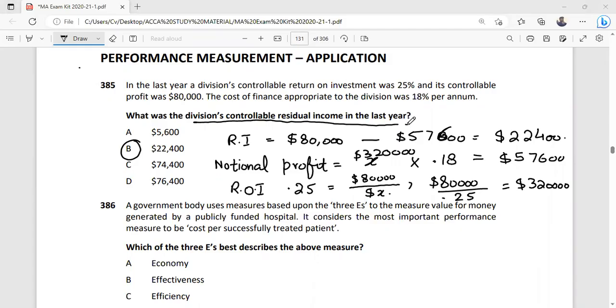This is the question which provided us the information of controllable profit, because we are required to use this controllable profit percentage to determine our investment. Now on the basis of investment, we can calculate our notional profit and then we determine our residual income. Right? Any question? Okay.